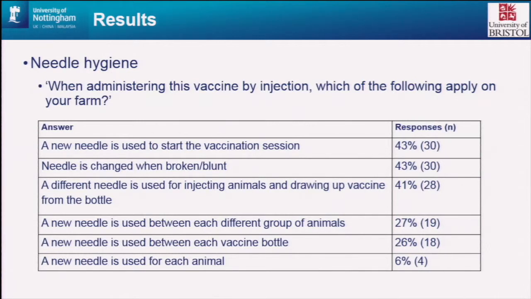One of them we thought that could be important for the formation of injection site lesions is needle hygiene. So we asked farmers about what they were doing in terms of their needle hygiene. And most of the data sheets recommend to change the needle every few animals, usually around every 10 animals. But we can see that for the most part, even the minimum isn't really being done. So a lot of farmers are only changing the needle when it's broken or blunt.